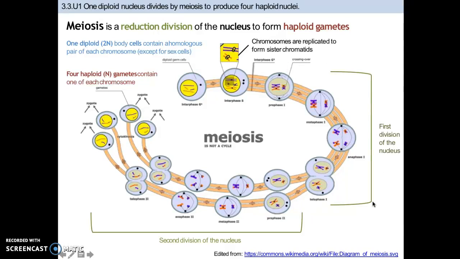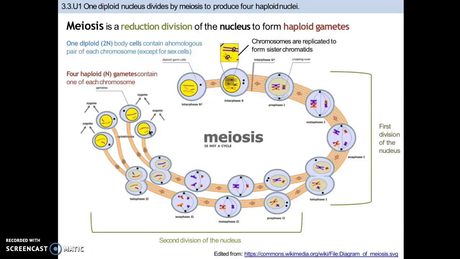You have the first division of the nucleus here, up through telophase 1, and then you can see each of those are going to go through their second division of the nucleus, where it takes each of the chromosomes and separates the sister chromatids to end up with 4 haploid gametes that contain one of each chromosome.